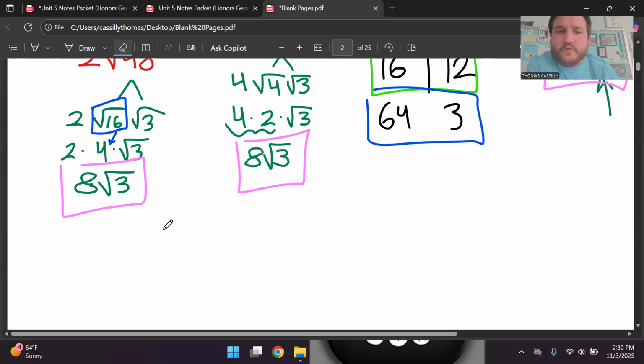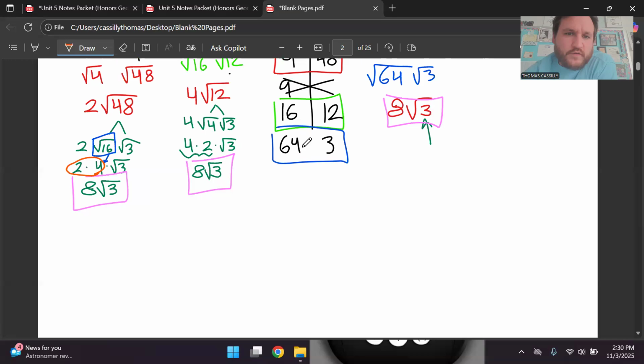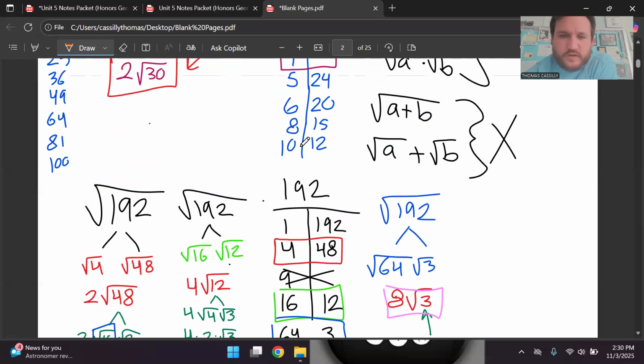And then since we have two numbers on the outside, you have a normal 2 and you have a normal 4. You can multiply those two numbers together, and then you're going to leave the square root of 3 underneath that radical symbol. All right, so that's just a crash course on these square roots here.